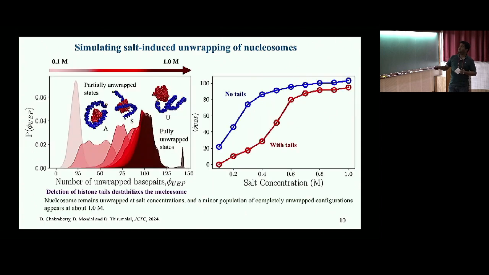The next thing we looked at is what happens if we chop off the histone tails. Interestingly, what we find is that once you chop off the tails, you always see some bit of unwrapping, even at low salt concentrations. As you increase the salt concentration, you typically see more and more unwrapping. Interestingly, at very high salt concentration, we saw a complete disassembly of the histone core from the DNA. This shows the average number of unwrapped base pairs as a function of salt concentration, and you see that it's always higher when you don't have the tails.